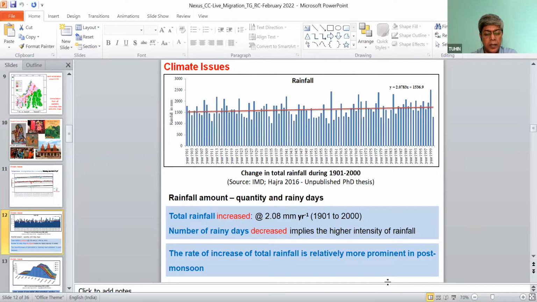And at the same time, the number of rainy days has decreased. That implies a higher intensity of rainfall, and the total rainfall is relatively more prominent in post-monsoon. But whenever there is any rainfall, there is a lot of rain within a shorter time. So it tends toward a stagnation or waterlogging situation. So it is really harmful for the agriculturists and other people.